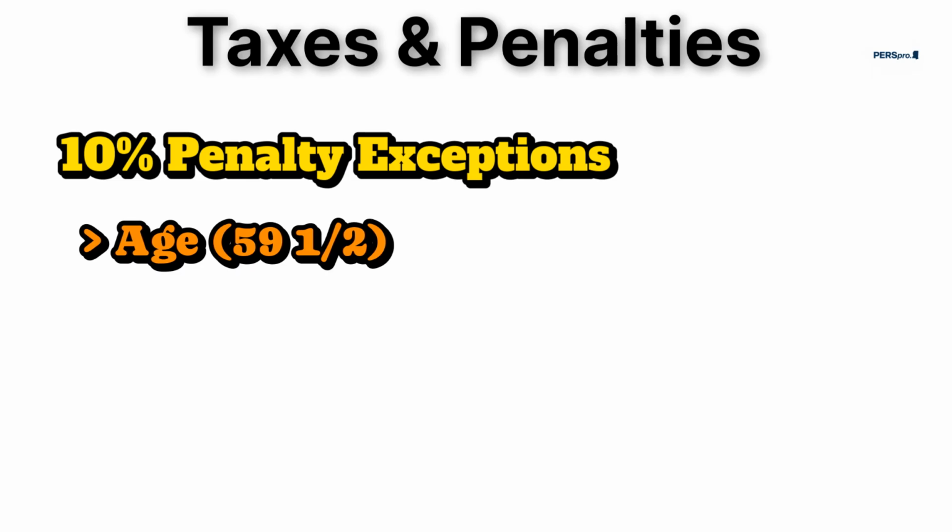Age exception. If you are age 59 and a half or older at the time of the distribution, your partial lump sum distribution may not be subject to the 10% penalty.